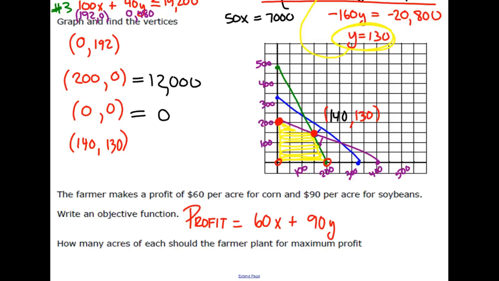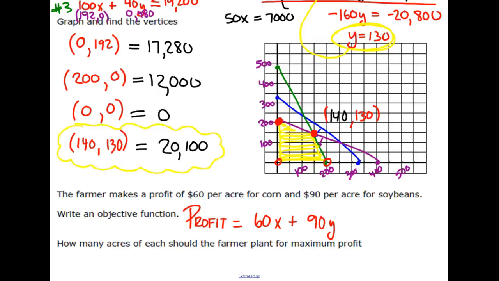All right. 192 times 90 is going to be 17,280. Okay, that's bigger. And then 140 times 60 plus, hopefully my calculator follows PEMDAS, 90 times 130 is going to give me $20,100. Winner, ding, ding, ding, winner. So the one that maximizes the profit is going to be 140 acres of corn, 130 acres of soybean. And so that is your final answer down here.